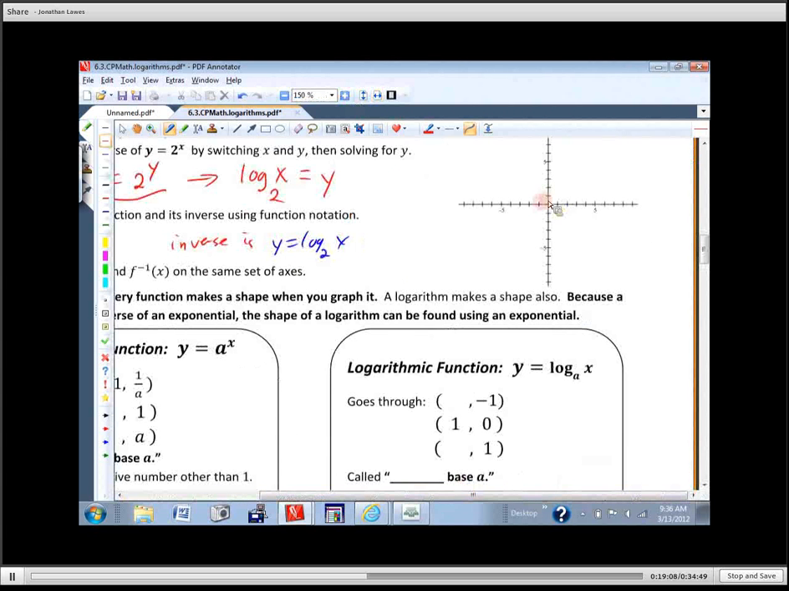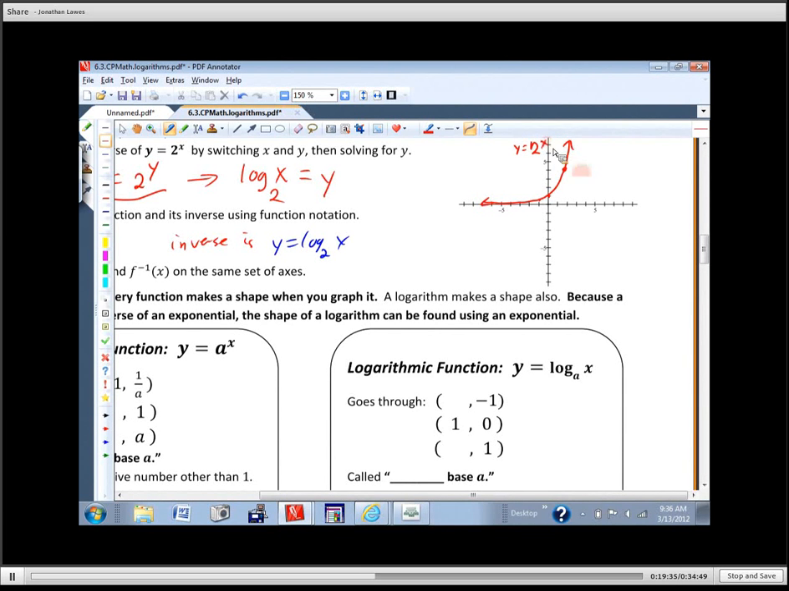It goes through -1, 1/2, 0, 1, and 1, 2. Okay, the next convenient point that it would go through would be 2, 4. Does that sound right? Plug in a 2, raise 2 to the second, you get 4. Okay, so there's our graph. That is y equals 2 to the x.